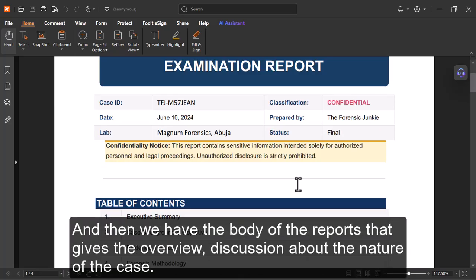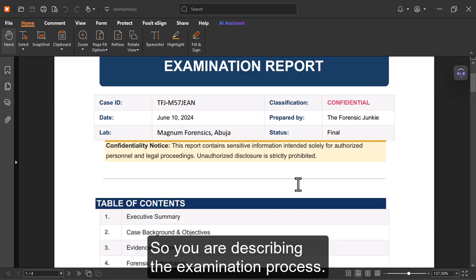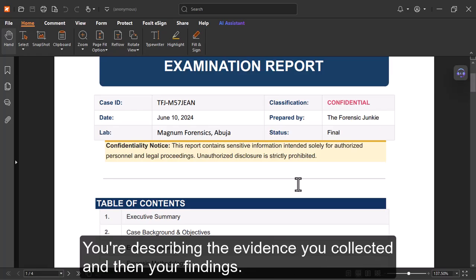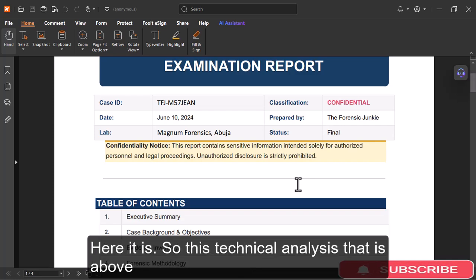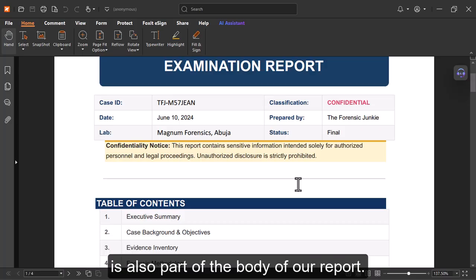And then we have the body of the report that gives the overview, discussion about the nature of the case. So you are describing the examination process, you're describing the evidence you collected, and then your findings. If you remember, we had a part of the report that detailed our findings. Here it is. So this technical analysis that is above is also part of the body of our report.